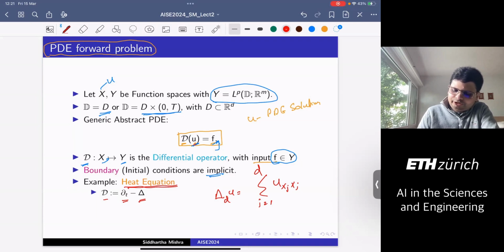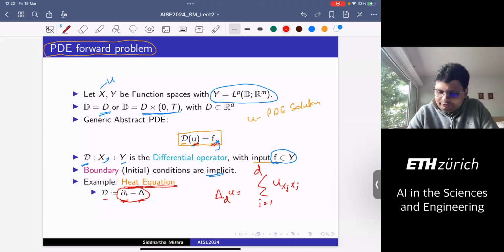So you take a function U, you apply the differential operator, the heat operator, which is given here, and then you get the input. So the task of solving the PDE is, given this input F and the differential operator D, we have to find the solution u. So this is a very, very straightforward setup that you can imagine.